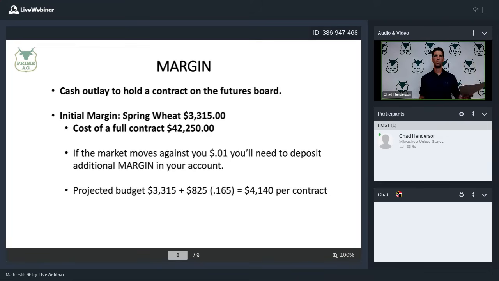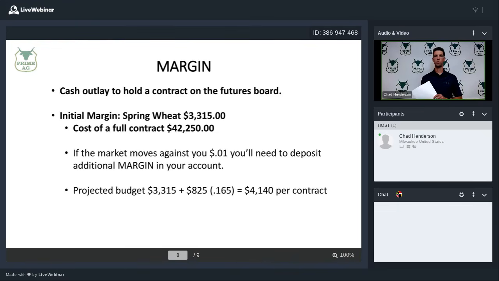So again, if the market goes against you a penny, you're going to need to deposit additional margin in your account. But as we stated, we're going to use a stop loss. We're figuring about 16.5 cents, which comes out to $825 a contract. So as you see below, you budget your initial margin of $3,315, add your $825.